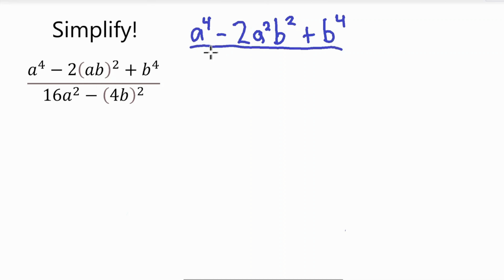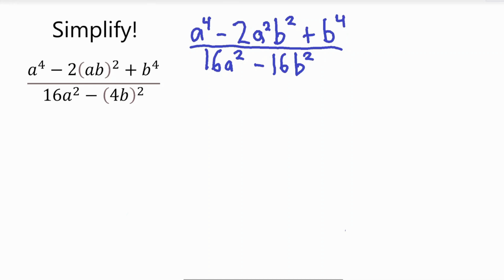all over 16a squared stays the same, minus, okay, remember how we did for last time, this 4 times b is being multiplied by each other, so then we square each individual term, so 4 squared is 16b squared. Okay, so now we got rid of all parentheses and everything. So now what do we want to do next?